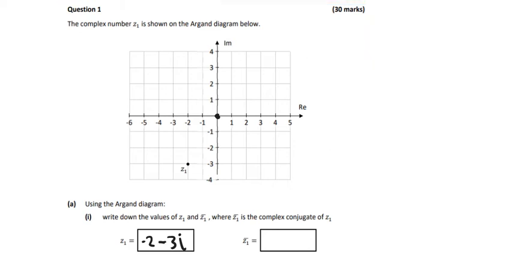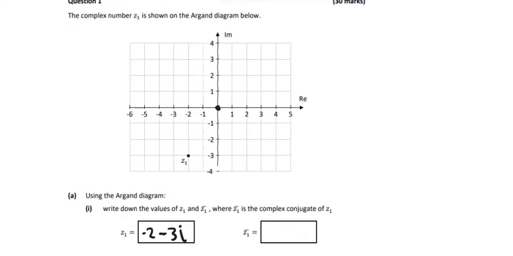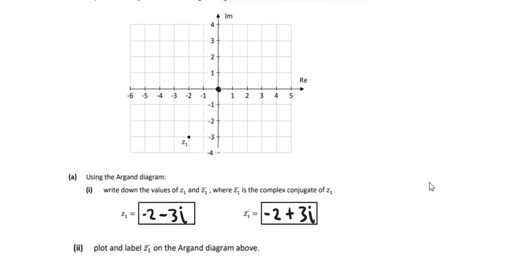The second one is the conjugate, so the little line across the top of Z1. The little line across the top means conjugate, so you have to remember what that is. Really all it is, it's very, very simple. You just have to change the sign of the imaginary part. So the -3i becomes a +3i. Most of the time, it's just a matter of changing the sign in the middle. So -2 -3i is Z1, therefore the conjugate of that is -2 plus 3i. And that's all for the first part.